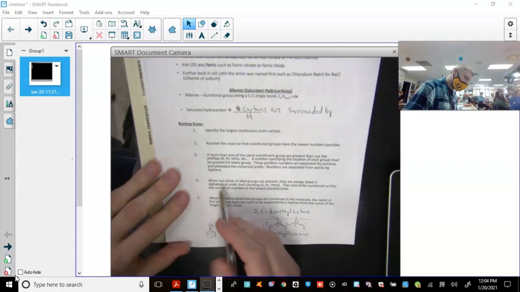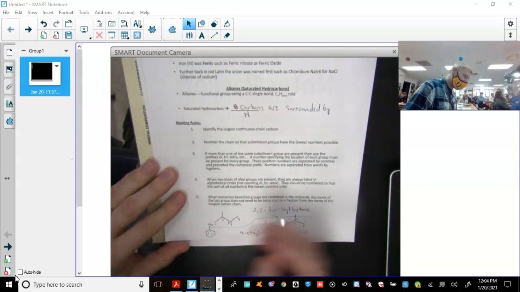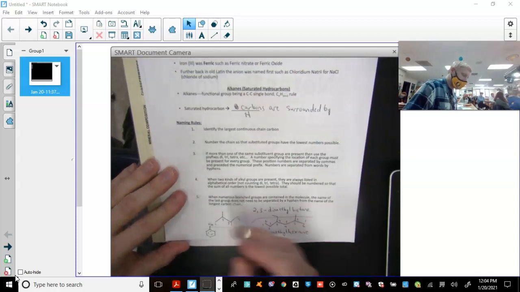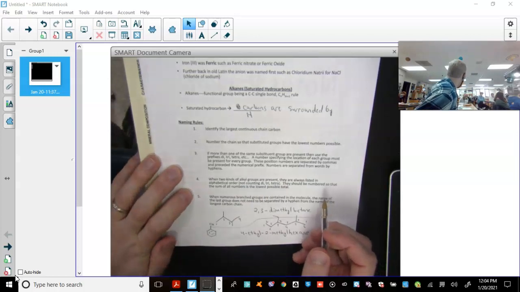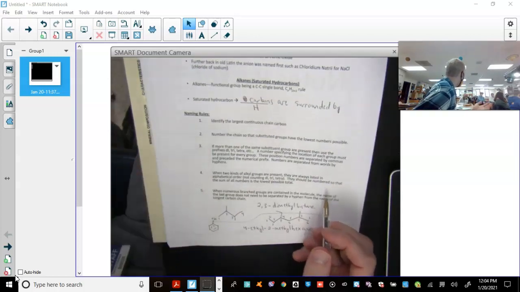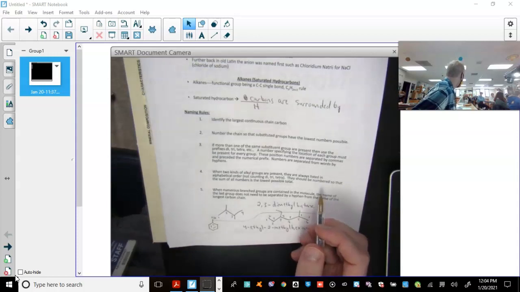Continuing off, when 2 kinds of alkyl groups are present, they're always listed in alphabetical order. They should be numbered so that the sum of the numbers is the lowest possible. Why do they have all these rules? Well, because in 1919 a group of chemists came together and decided.